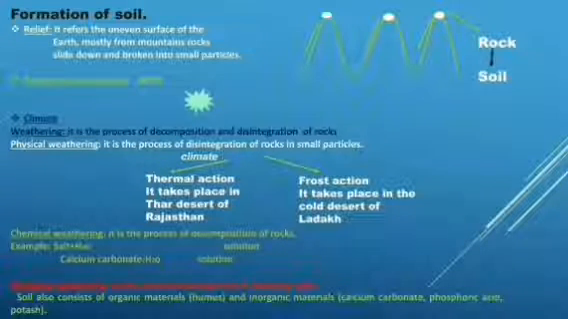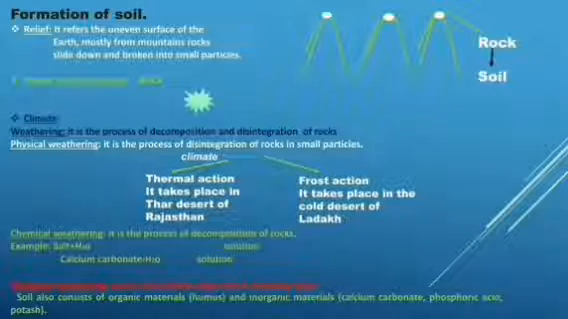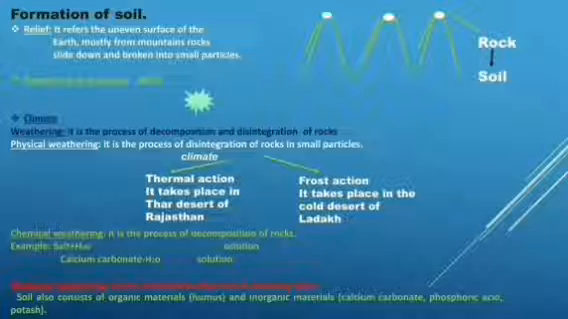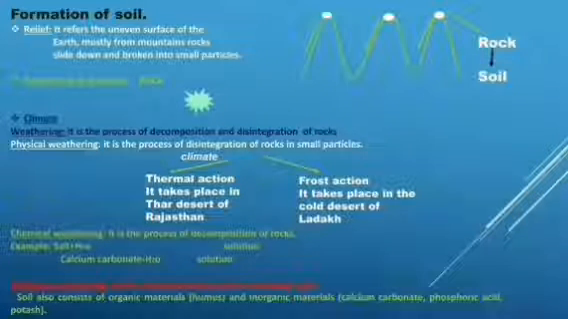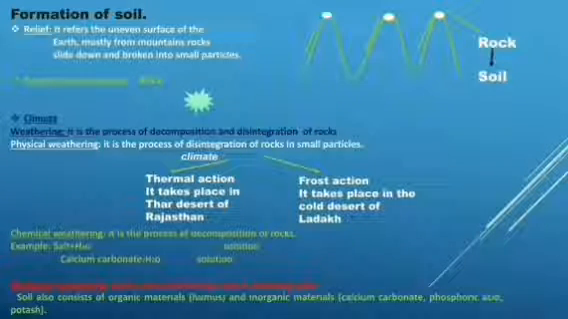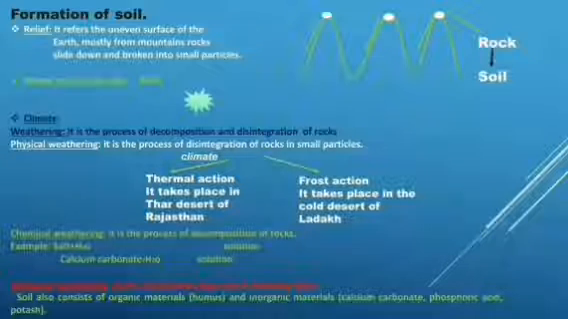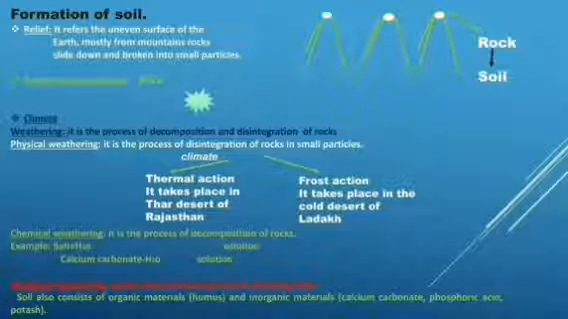Again, here is an example, calcium carbonate, which is mixed with water, and a solution is formed. This is the chemical change which took place by adding two substances. Solution is formed in this way. There is no temperature change, there is no frost action, there is another process, that is chemical reaction, due to which rocks are converted into smaller and smaller sand particles.